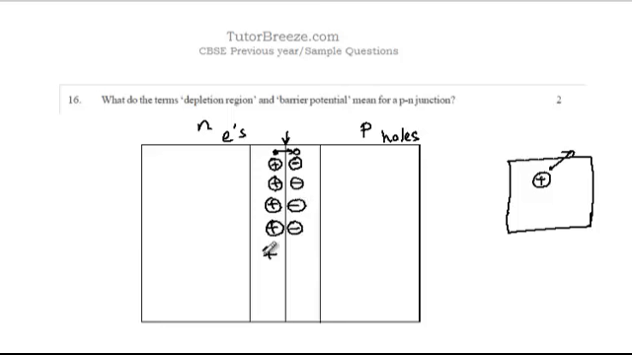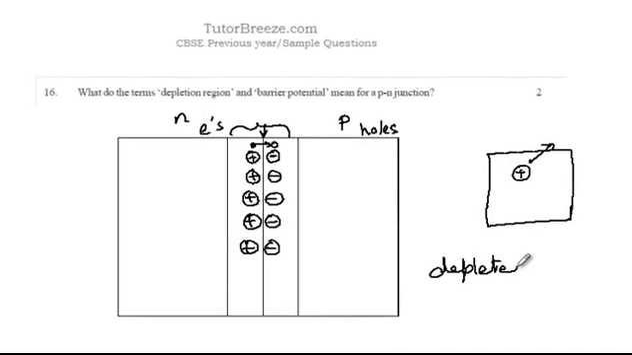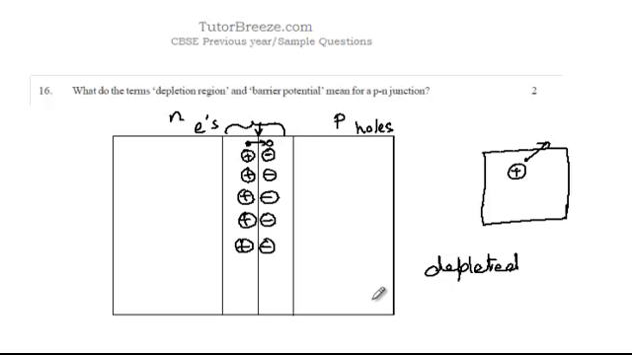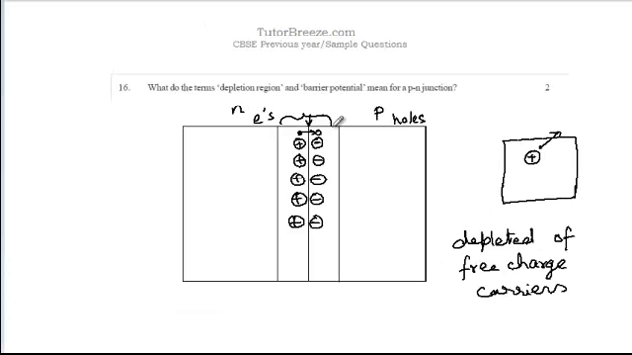Now this region over here is depleted of free charges. Depleted would mean they've finished. They don't exist any longer. So this region over here, which is depleted of free charge carriers, is called the depletion region.